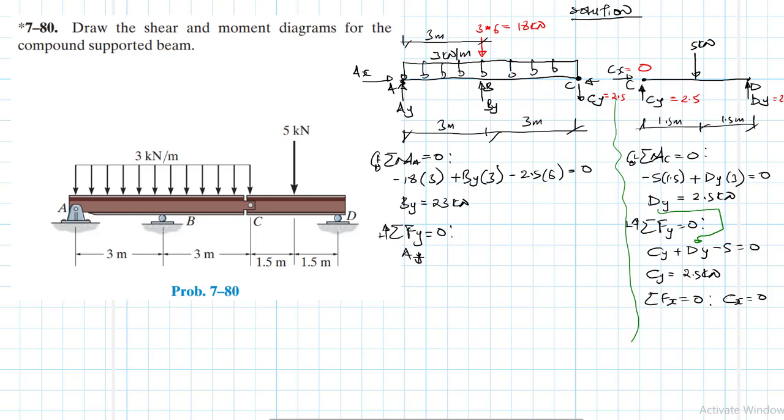We have Ay plus By minus Cy, which is 2.5, minus 18 equal to 0. We've already found what By is. Therefore, our Ay is just going to be equal to 23 minus 2.5 minus 18. So Ay is just going to be equal to minus 2.5 kilonewtons, so it will be in the other direction.